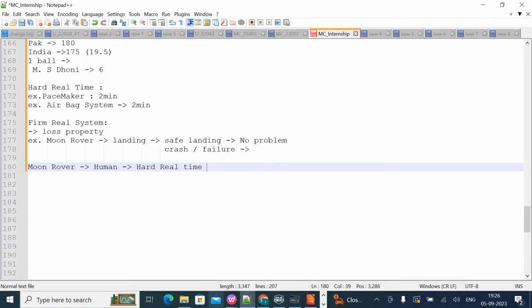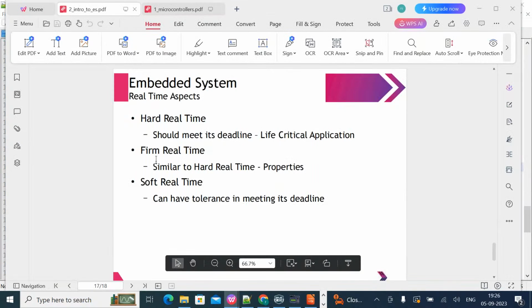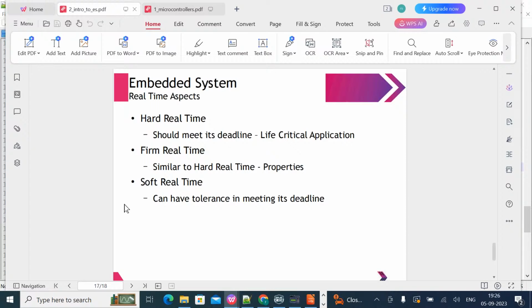So this is about the different real-time systems: hard, firm, and soft real-time system. Understood? Everybody?